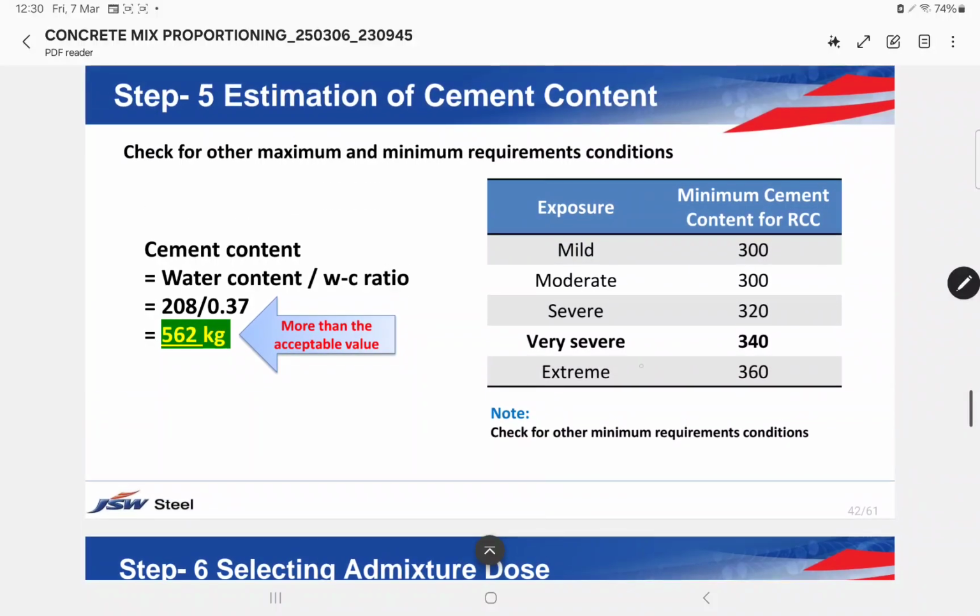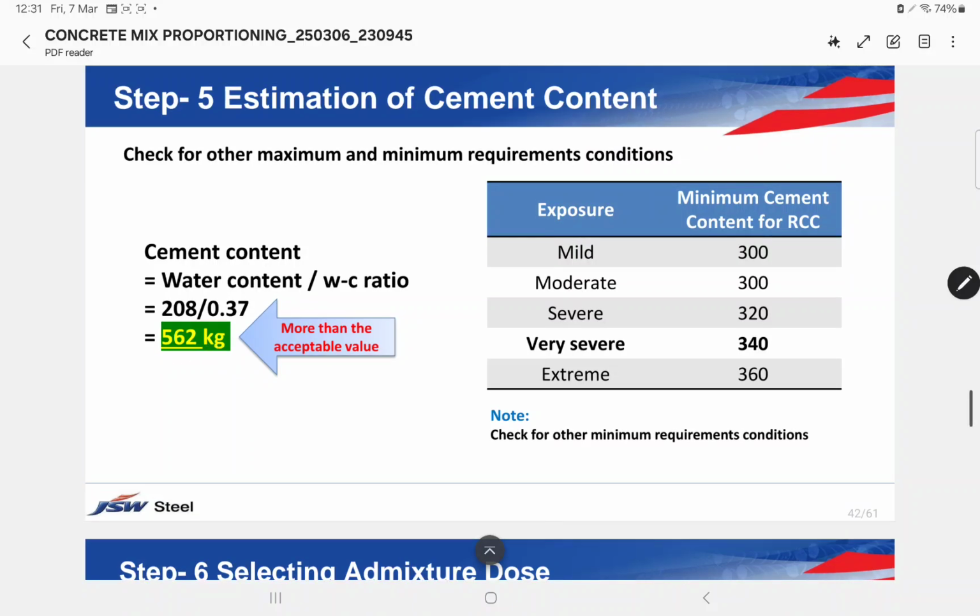Now moving on, we already know our water content, which is 208 kg. We know our water cement ratio, which is 0.37. Now from those two values we can calculate the quantity of cement. Simply we divide 208 by 0.37, it is 562 kg, and we need to compare this 562 kg of cement with the requirement of minimum cement content.